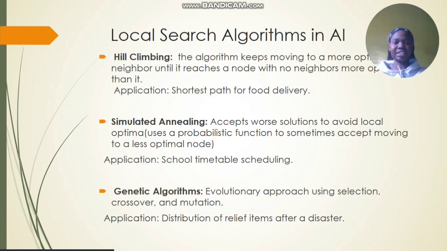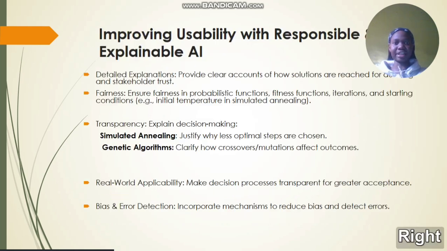And we also have genetic algorithms, which use an approach of selection, crossover, and mutation. An example is the distribution of relief items after a disaster. You have to select a certain group of people or a certain area.